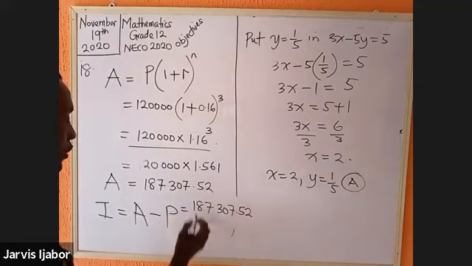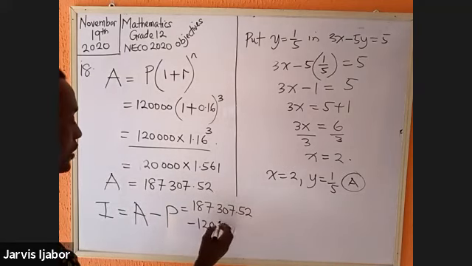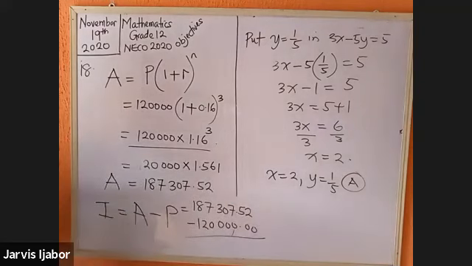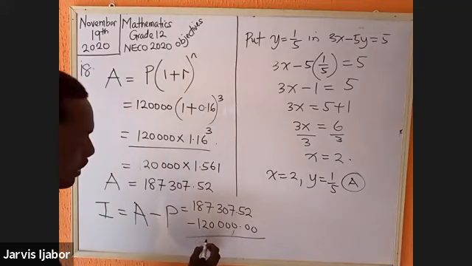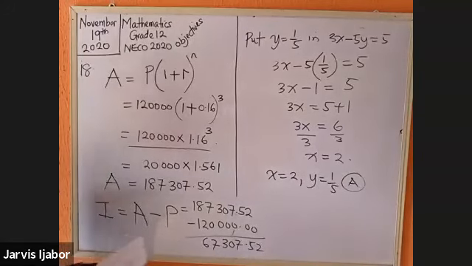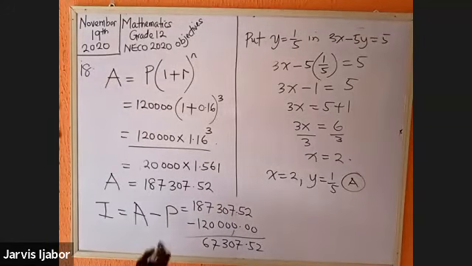187,307.52 minus 120. Some people think that this method of math is useless. Writing like this is not useless. And this will give you what? 67,307.52. Now, do you have an answer in that neighborhood? Yes, we do.